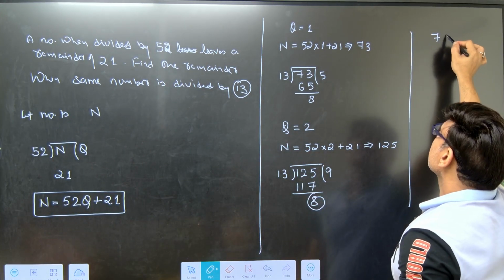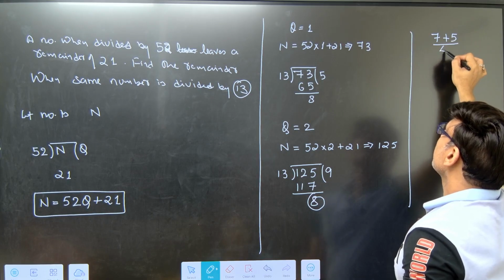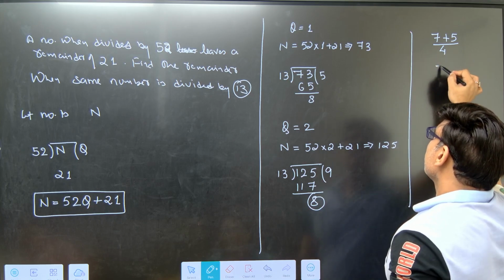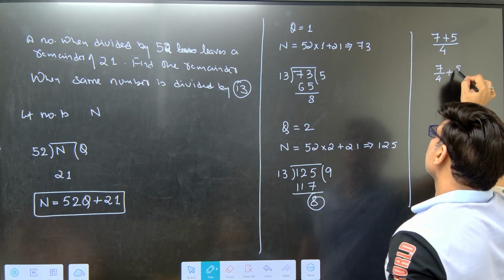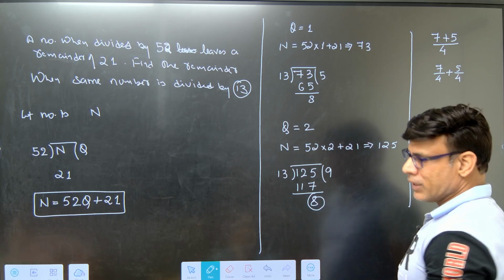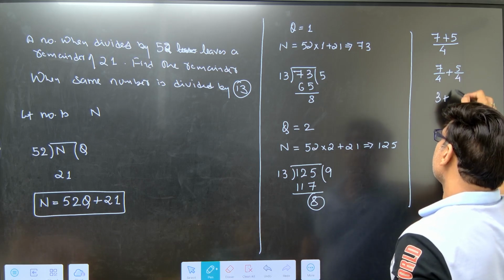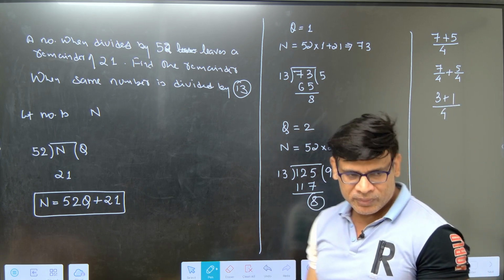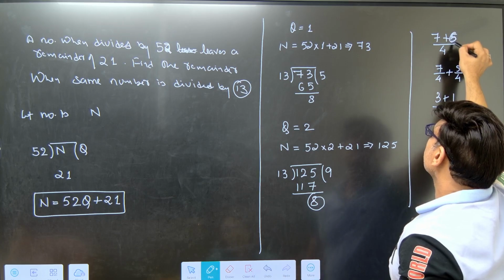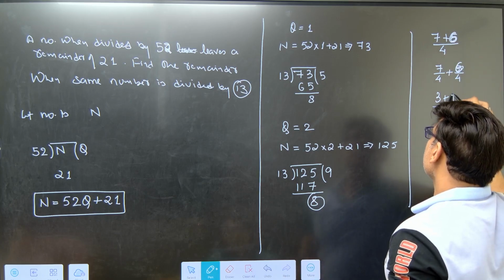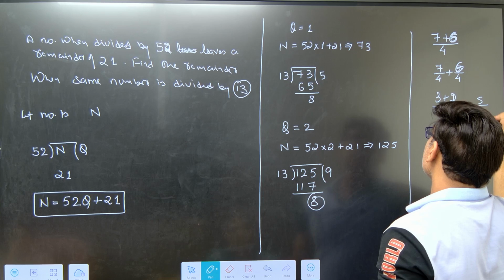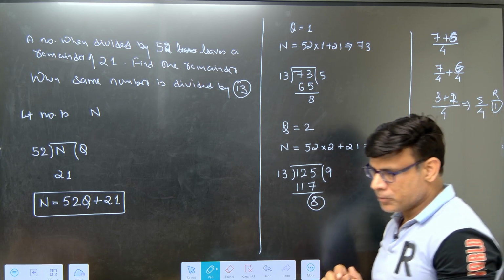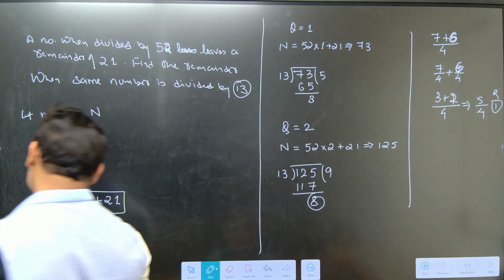Before I explain this, I want to ask you something. If I have the number 7 plus 5 divided by 4, I know the remainder will be 0. Can I write this as 7 by 4 plus 5 by 4 separately? 7 divided by 4 remainder is 3, 5 divided by 4 remainder is 1. So 3 plus 1 is 4, and 4 divided by 4 remainder is 0. But if I make this number 6, then the remainder will not be 0. It will be 5 by 4, remainder 1. Understood? That means I can write it separately.